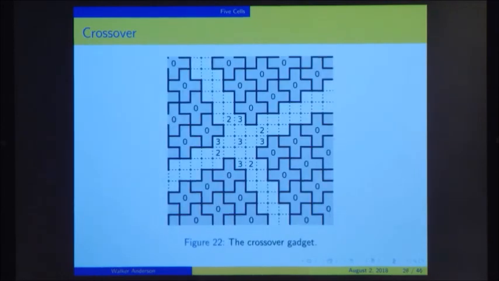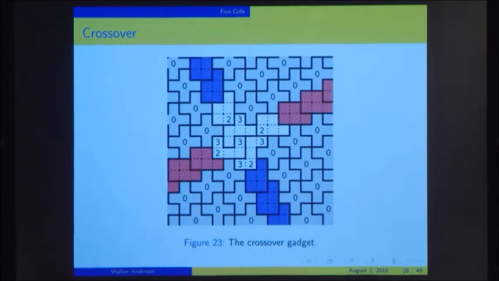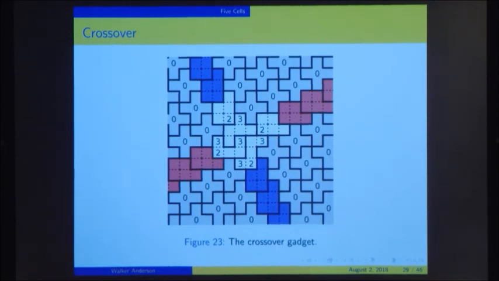So next is the crossover gadget. This allows 2 wires to cross without interfering with each other. This is one of the possible solutions to the crossover gadget. If you look at the colors of the wires and their orientations, you can see that orientation is maintained as the wire passes through the gadget. And this is true of both wires.